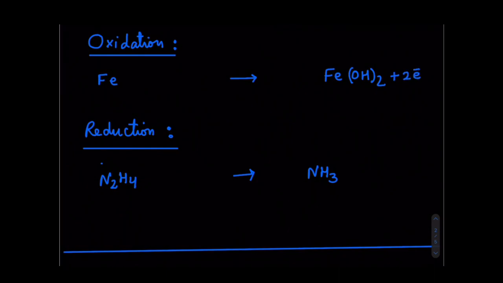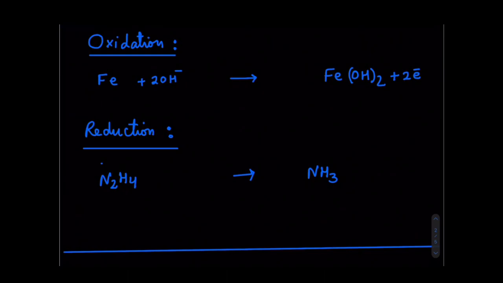Now we have to balance the charge. In order to balance the charge, since in this medium ammonia is there and the medium is basic, we have to add 2 times OH minus on the left hand side. So charge is also balanced. Now we have to balance those atoms whose oxidation number is not changing. So hydrogen on the left hand side is 2 and hydrogen on the right hand side is also 2, and oxygen on the left hand side is 2 and oxygen on the right hand side is also 2.